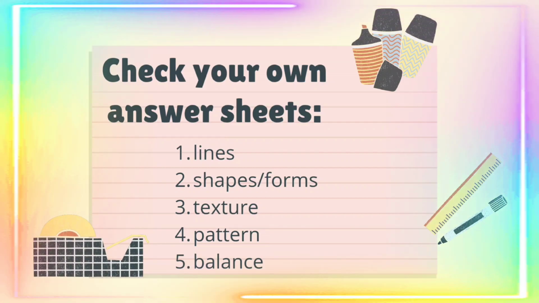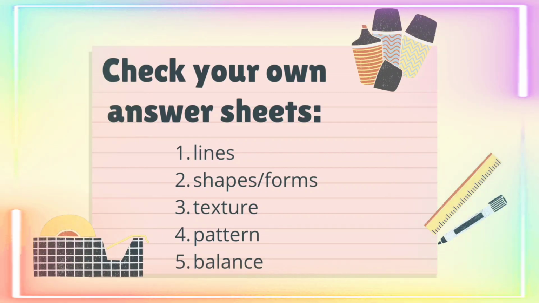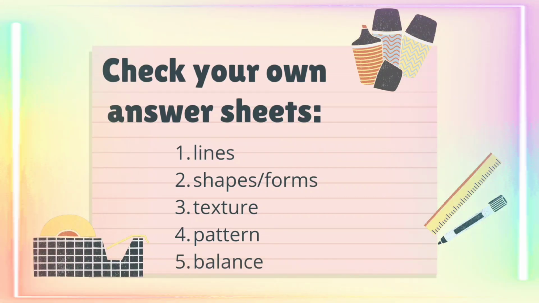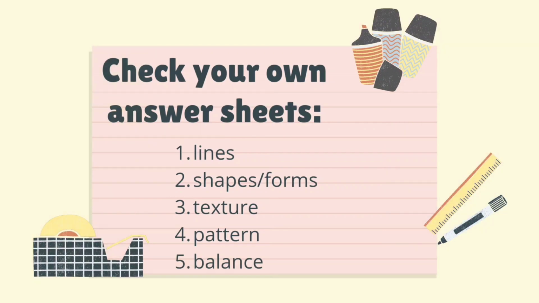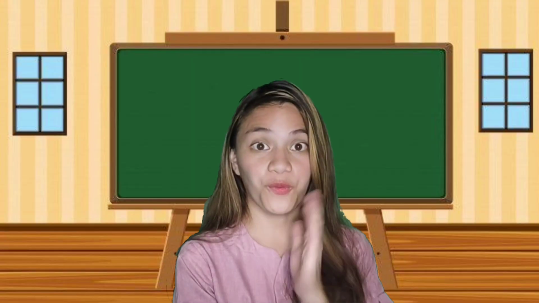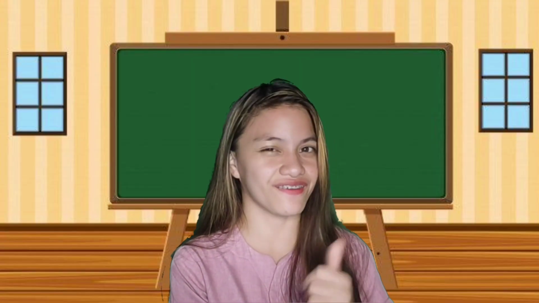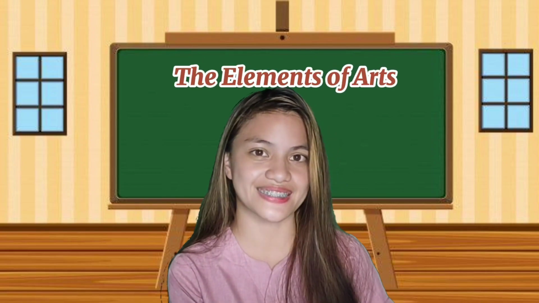Right, check your own answer sheets. Number 1, lines. 2, shapes or forms. 3, texture. 4, pattern, and 5, balance. Wow! You did great! Now, let's have a review of the elements of art.